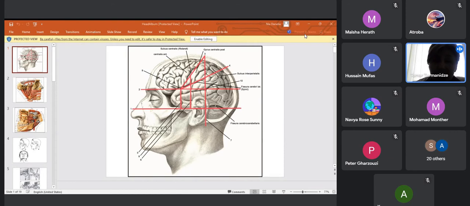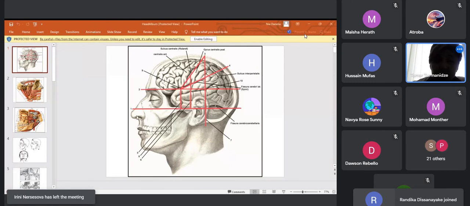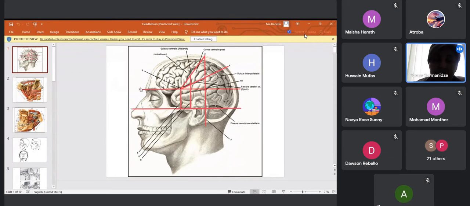Inferior horizontal line passes from the inferior margin of the orbit. I will show on the picture. It starts from the inferior margin of the orbit along the zygomatic arch. Superior horizontal line passes at the level of the superior margin of the orbit and parallel to the inferior horizontal line. Anterior vertical line passes from the midpoint of the zygomatic arch, above crosses the superior horizontal line.